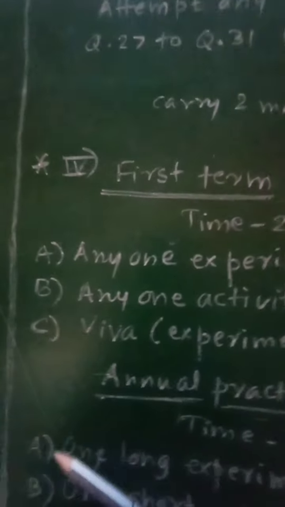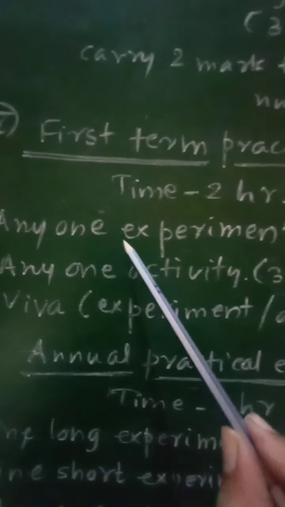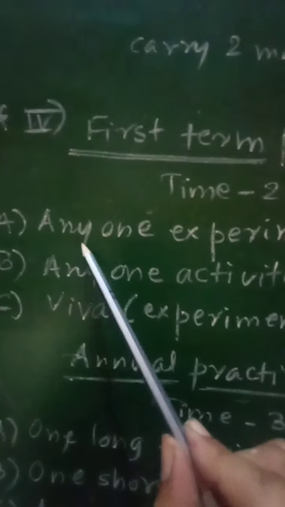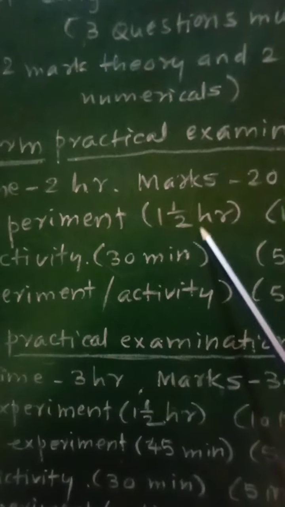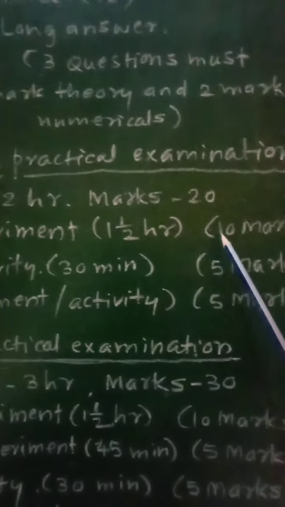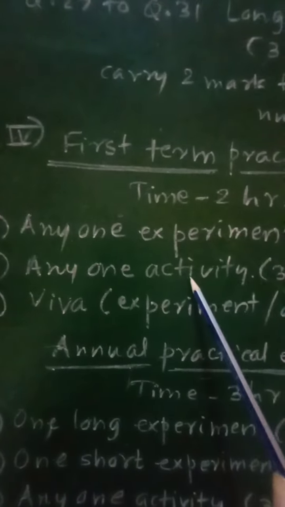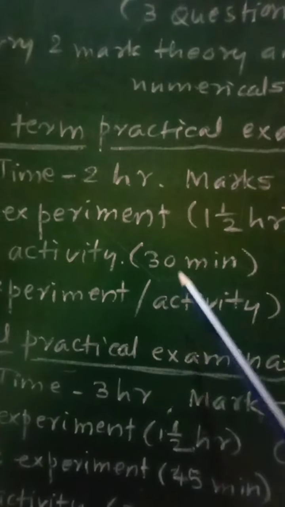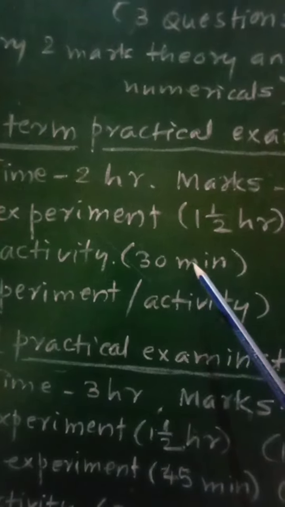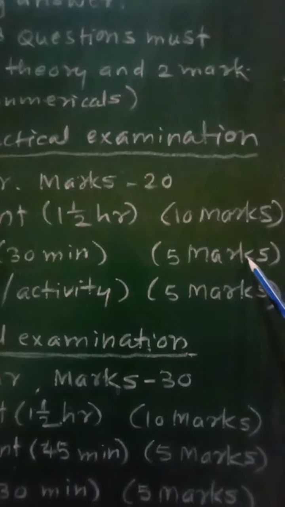In this case, 3 different parts will be there, A, B, and C. A will be any one long experiment, whose duration will be 1.5 hours, and it will carry 10 marks. Then part B will be any one activity, with a 30-minute duration, and it will carry 5 marks.